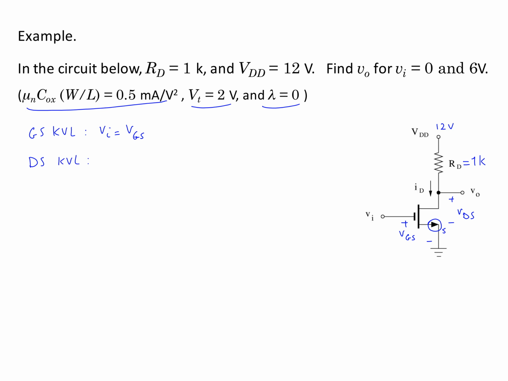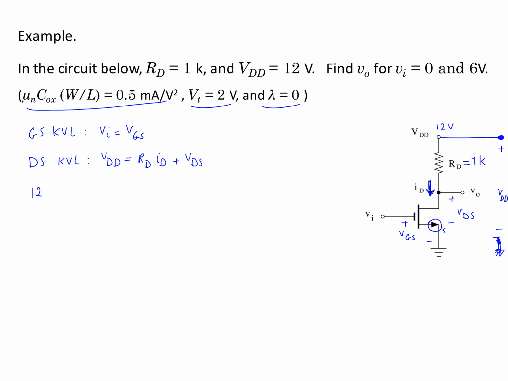From there I have VDD equals to, so I have a situation like this. This is plus minus, this is my ground node. This is VDD. From this node to the ground node, I have a voltage equal to VDD. So VDD equals to RD times ID, and the current flows in this direction. This is my I drain, and plus V drain to source. That's it. That's my KVL for drain to source.